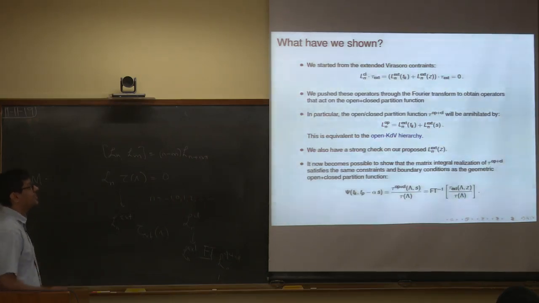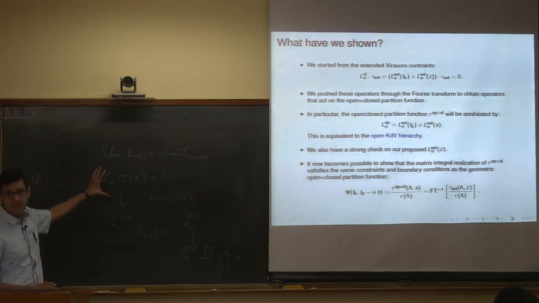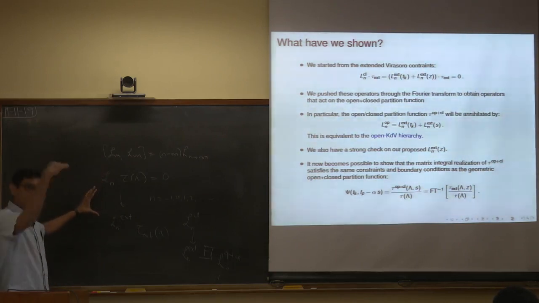So this is just restating it. I started with this, and we push these operators through the transform and show that there exists something called the open KdV hierarchy, which I haven't defined, but it should be equivalent to demanding that this operator kills your open plus closed partition function. We haven't shown that directly, but we've shown this through this Fourier transform business.